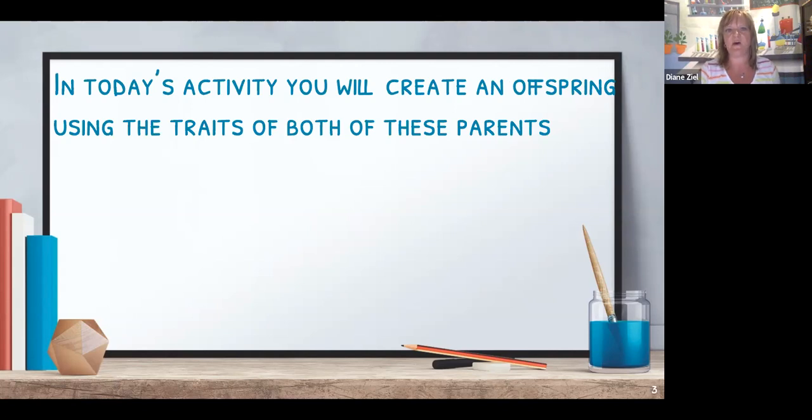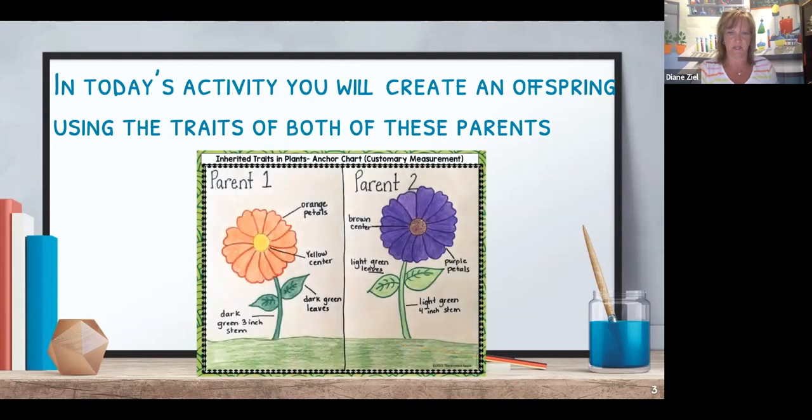In today's activity, we will create an offspring using the traits of both these parents. So we're going to create an offspring that came from these two flowers. You notice the first parent has orange petals and a yellow center. They have a 3-inch stem that's dark green with 2 dark green leaves. Parent number 2 has a brown center on the flower, purple petals, a light green 4-inch stem, and light green leaves. So when we create an offspring, they could have traits from both or either one of these parents.